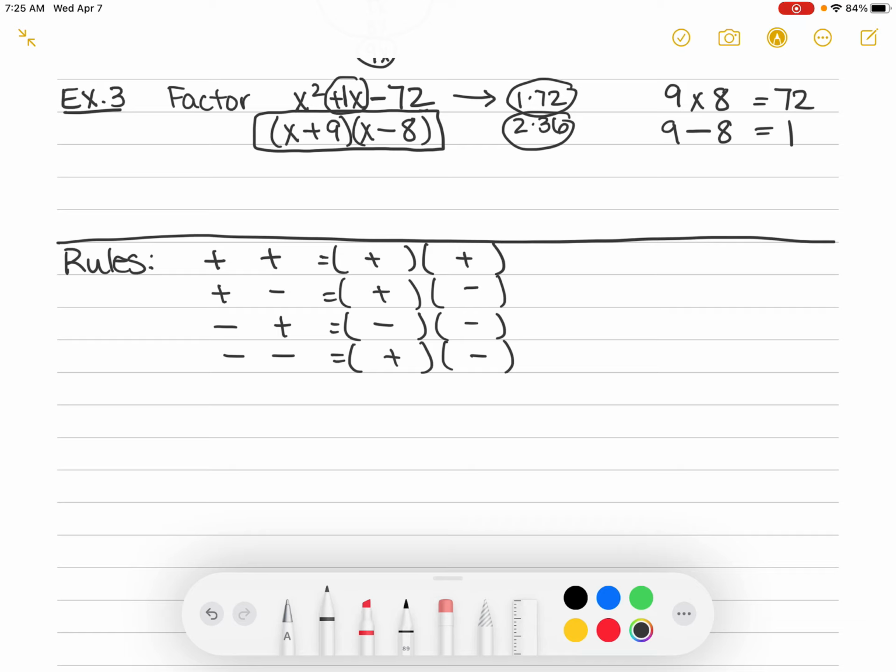Now let's go back and check. Check the first ones: x times x is x squared. The last one, 9 times negative 8, is negative 72. So that one works also. Now I'm going to check the middle ones. That's a 9x and a negative 8x. You see how when you subtract those, you get 1x and it's positive. So always check, especially when it's not a plus plus, because you can get things wrong.